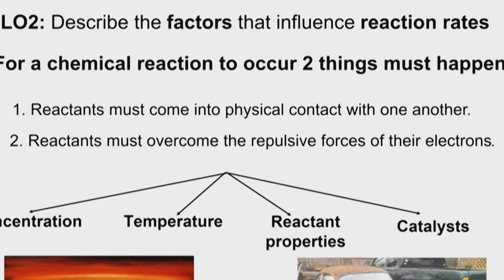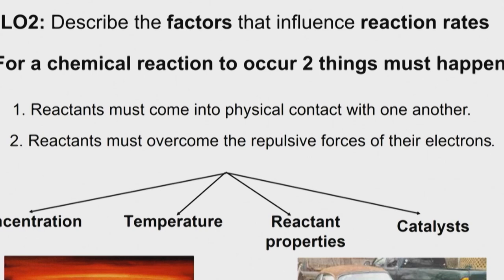So if they don't touch each other in the correct orientation, right, if they've both got maybe a positive side and a negative side, and the two negative sides touch each other, they're still going to get repelled, right? So not only do they have to come in contact, they have to come in contact in the right orientation and be able to overcome this repulsive force of bringing electrons near each other, which is what's going to happen when two atoms come close to each other.